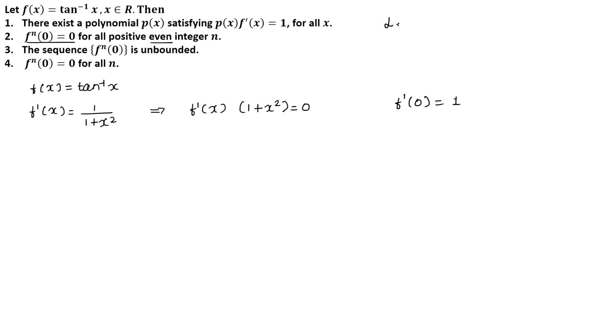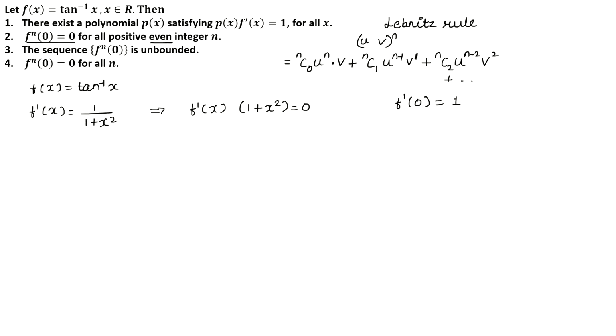So the Leibniz rule states that if we have u and v, two n times differentiable functions, then the nth derivative of uv, which I am representing by (uv)^n, is equal to nC0 times the nth derivative of u into v, plus nC1 times the (n minus 1)th derivative of u into the first derivative of v, plus nC2 times the (n minus 2)th derivative of u into the second derivative of v, and so on till nCn, u into the nth derivative of v. So this is what the nth derivative of the product uv will be.